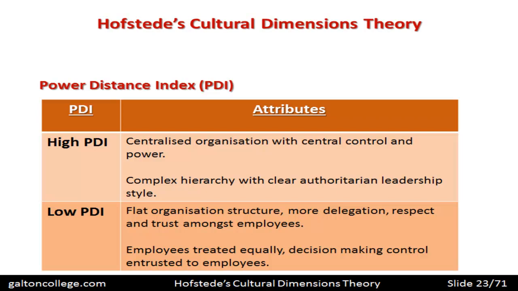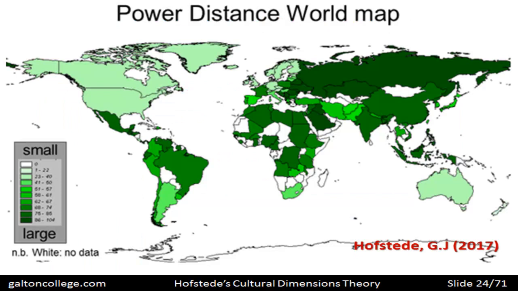If we look at the world map of this, as suggested by Hofstede, we'd have a situation like this, where a large index or a high index would be the dark green, and a small index or very little would be white. Some very poor countries may have a very small index simply because they don't have the organizational structure or the resources to put an organizational structure in place.